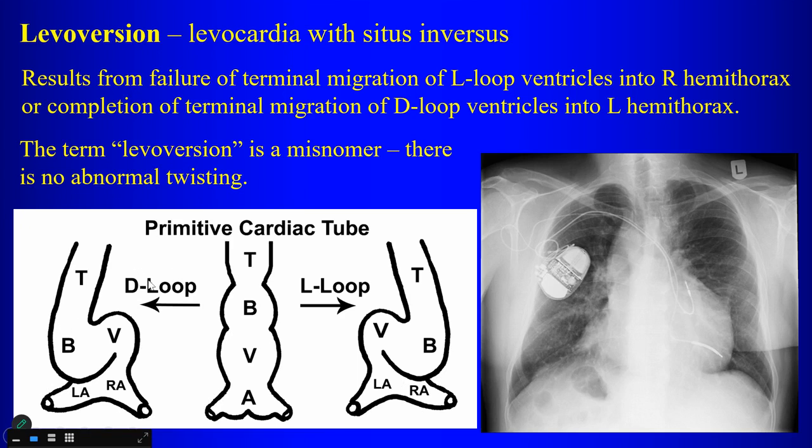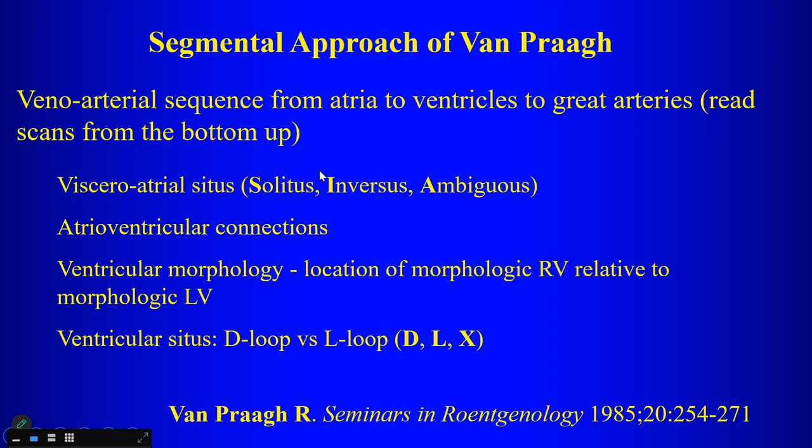But notice that in this case it happened from a D loop because the patient started with situs inversus. We usually think of congenitally corrected transposition as L loop, but that's because most people have situs solitus. Right? So that's just a mirror image of that.